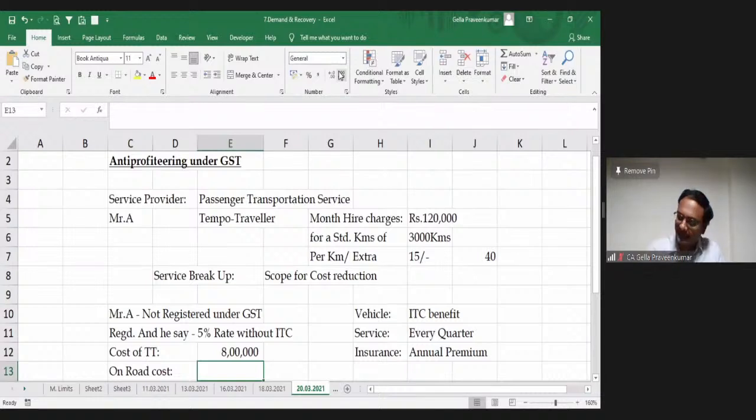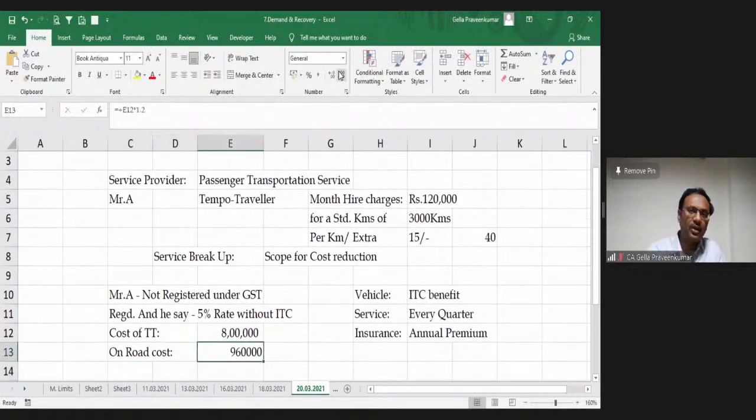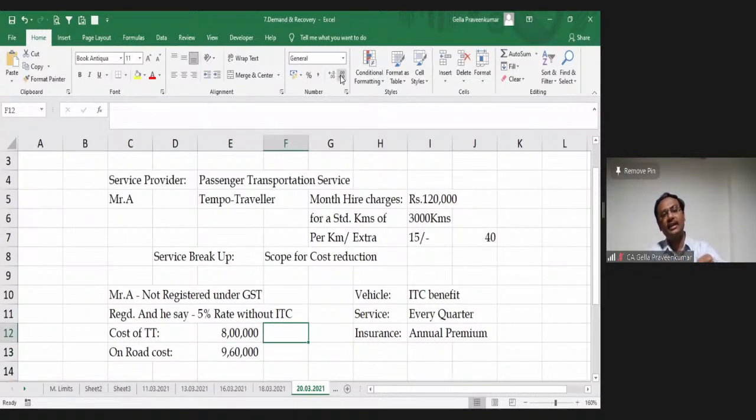This is a showroom price, say 9,60,000. I'll add 20% of this. He says, sir, my on-road cost of a vehicle is 9,60,000. Now, 28% is the rate of tax. For a moment, let us assume cess, which is taxable at the rate of 12%. I'll assume only CGST and SGST is chargeable on this particular activity.